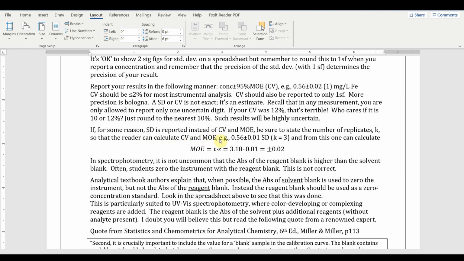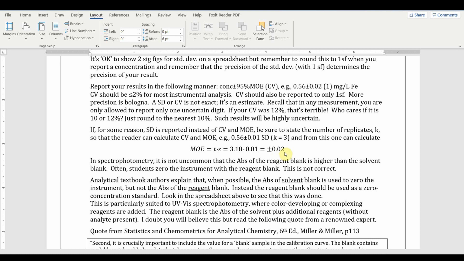So for example, if you reported 0.56 plus or minus 0.01 standard deviation, and you told them that the replicates were 3, from this one can calculate the margin of error for a calibration curve as t times s, which would be 3.18, times the standard deviation of 0.1, plus or minus 0.2. You may be thinking, well, this should be 0.3, and yes, it would be the way it's reported. I reported it carrying all the sig figs that were in Excel, and this value was a bit smaller and it rounded down. But no bother, if it was plus or minus 0.3, it's a small difference in any case.